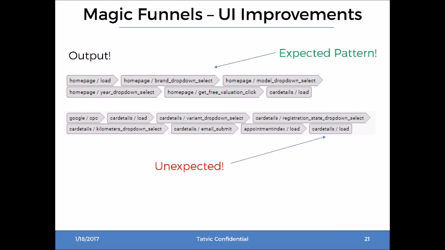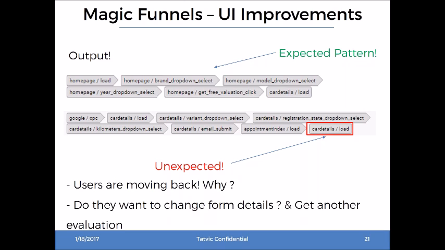But the majority of the users were following the expected pattern. However, when we dive deeper, there were some unexpected patterns as well. Users were actually coming back to the details page to change the values of the drop downs to evaluate their car. So what could be the reasons? Why would a user come back to the car details page and change the drop downs?